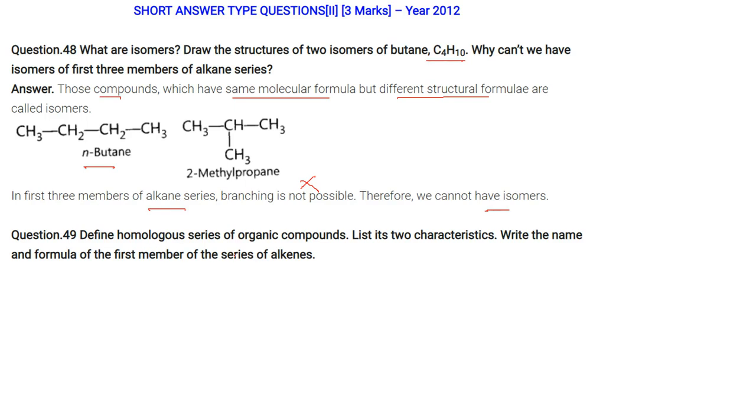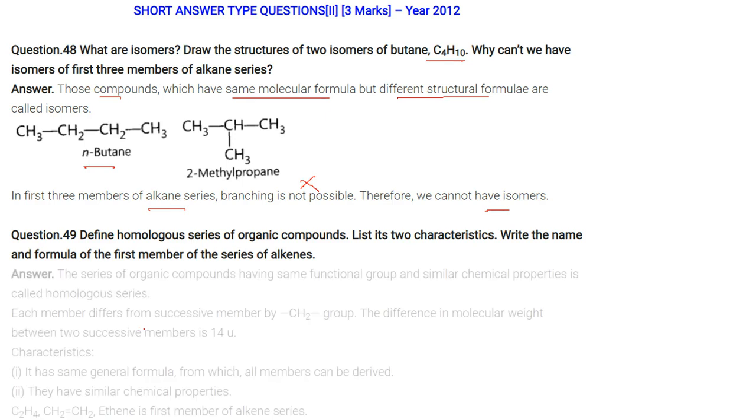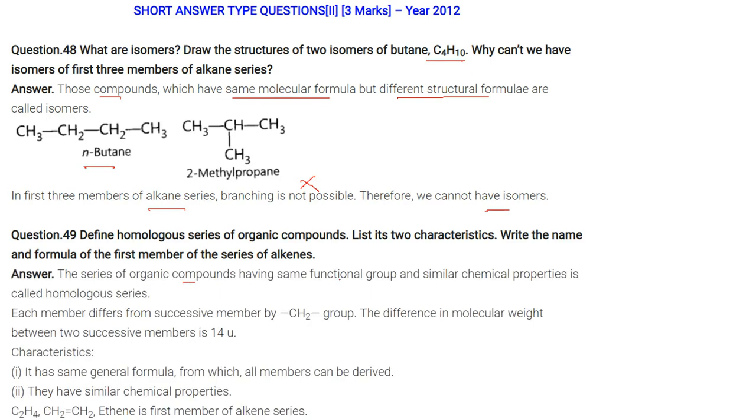Define homologous series of organic compounds. List its two characteristics. Write the name and formula of the first member of the series of alkenes. So the series of organic compounds having the same functional group and similar chemical properties are known as a homologous series. Each member will differ by CH2, and they differ in molecular weight by 14 units. The characteristics are like this. They have the same general formula from which all members can be derived, and they have similar chemical properties. C2H4, that is CH2=CH2. Ethene is the first member of the alkene series.